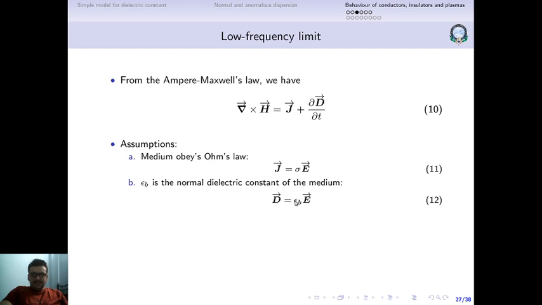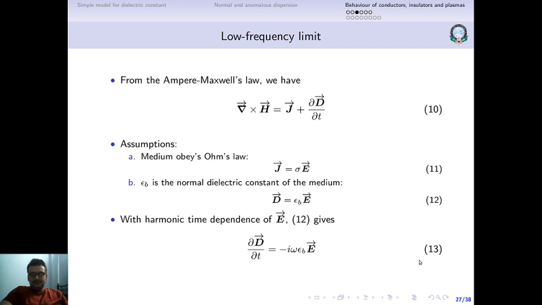And this epsilon b is the normal dielectric constant of the medium. So D can be written as epsilon b into E. We have assumed that this E has a harmonic dependence on time. Differentiating D with respect to t, epsilon b is anyway a constant, so dou D by dou t is equal to epsilon b into dou E by dou t. The moment you differentiate the harmonic term, we get a minus i omega. As a result, dou D by dou t is equal to minus i omega epsilon b into E. So that's equation number 13.